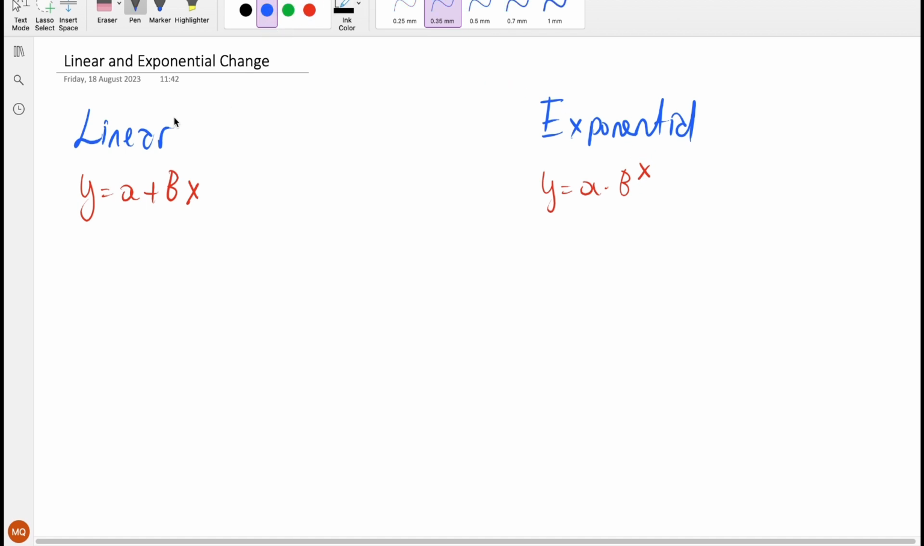Another name for linear, you can think of it as an algebraic sequence. Maybe you see it from school. For exponential, it is a geometric sequence.